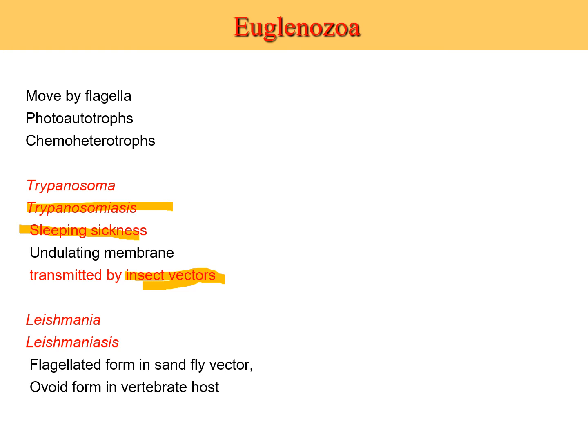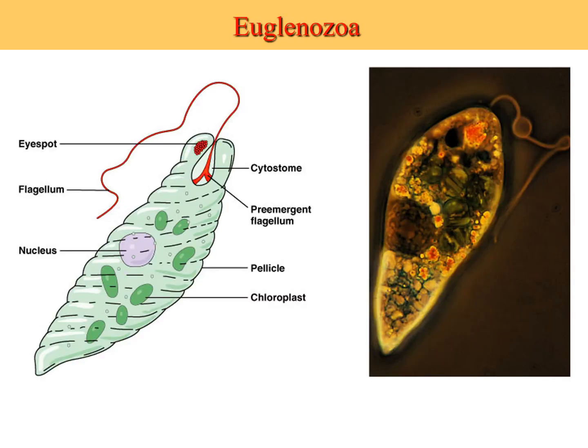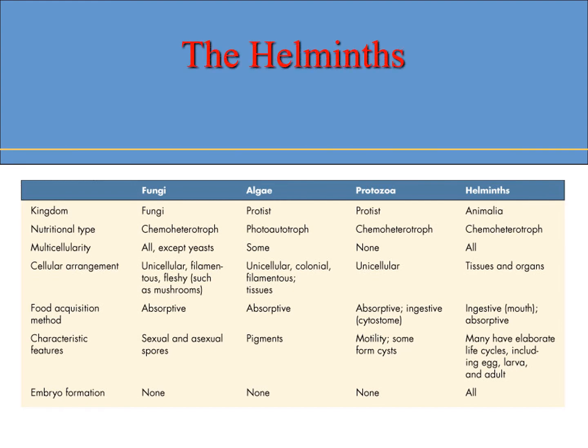Leishmaniasis, another protozoal infection caused by Leishmania. Again, a huge problem. Not going to talk about that. Okay, so we've covered the fungi, algae, and protozoal organisms, and now we'll talk about helminths or worms.